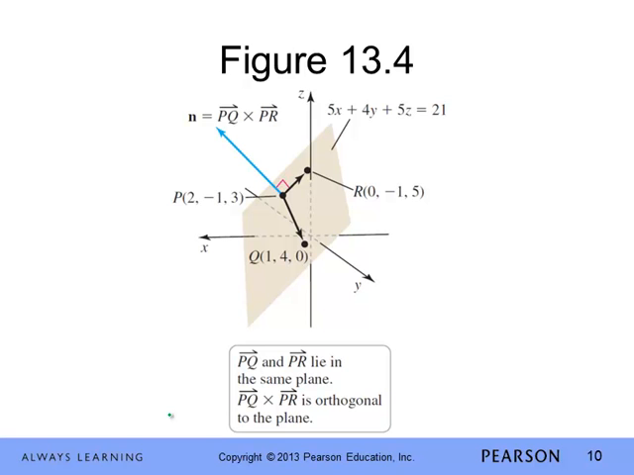All right, so there's a picture of what we just did. We had our 3 points, P, Q, and R. Took the cross product to get our normal vector. I took half of that, which is still a normal vector, and then used the formula to come up with the equation of the plane.